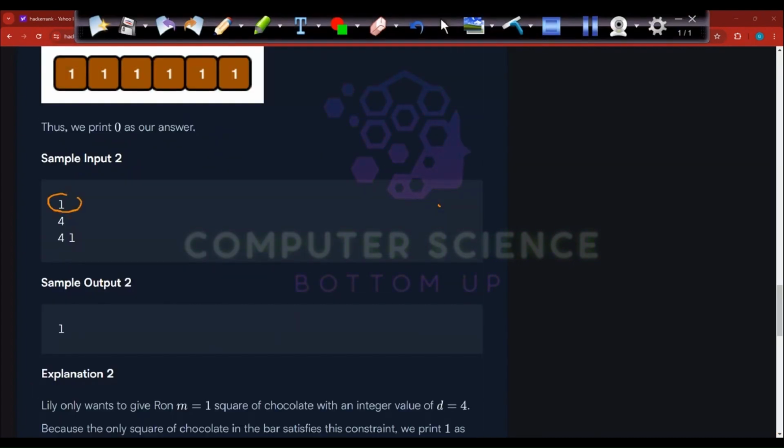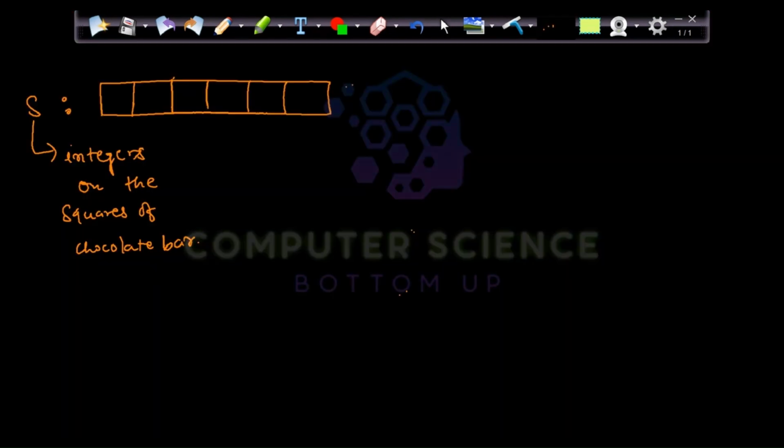So one is that there is only one square, which means this chocolate bar is going to have only one square, and the integer on it is 4. And your birthday is 4, and birth month is also 1. So it all satisfies. You have answer 1. Now let's look into how to solve this problem.